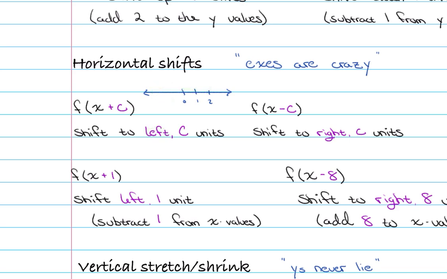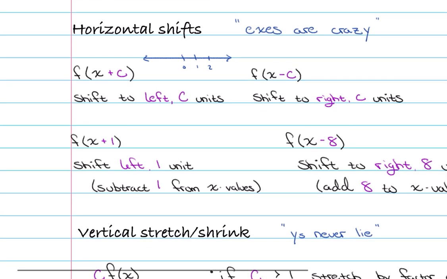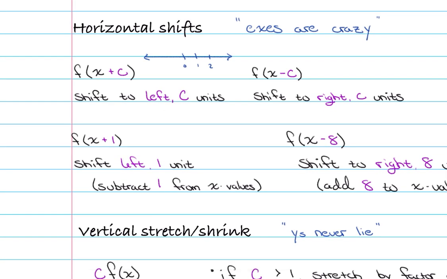So I have an example of this one. I have f of x plus 1. All right? Plus, again, it's opposite of what you think. We're going to move to the left 1 unit. So we're going to shift backwards 1 unit. That means we are subtracting 1 from our x value.